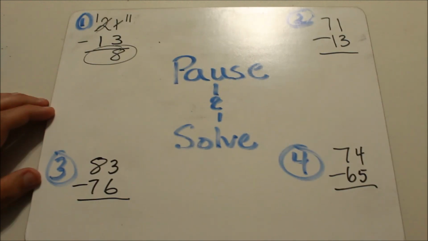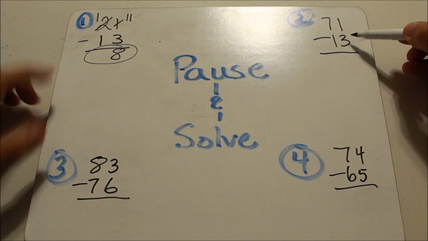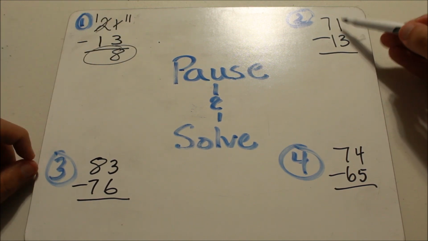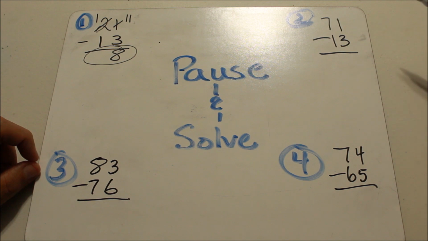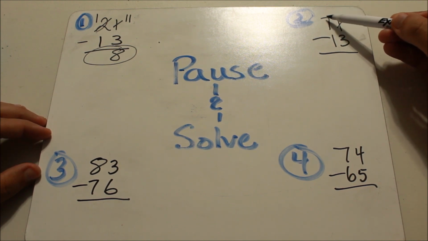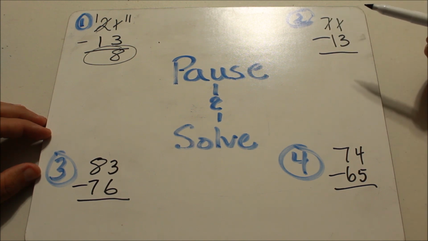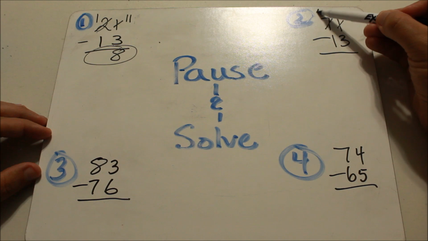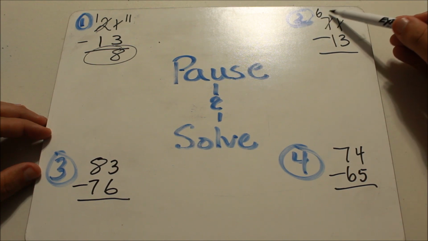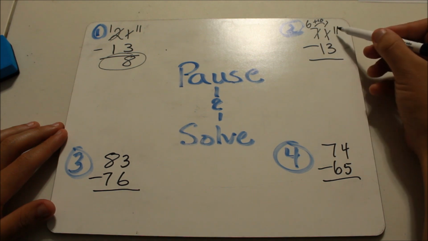Let's look at number 2. Number 2, I have 1 minus 3. Again, just like this one over here. Can I do 1 minus 3? No. So I cross out my 1. But before, I have to go to my neighbor. I knock on my neighbor's door and I go, hey, I need 10. My 7 now becomes 6. I add that 10 over, and that's what makes my 11.